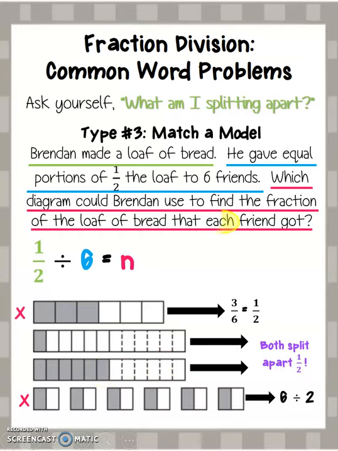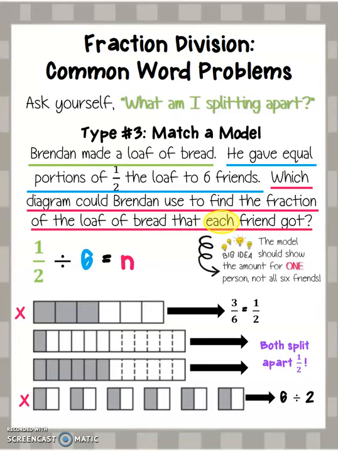And that brings up a big idea, which centers around this word each. If I want to know how much each friend got, that means I want the model that shows the amount for one person, not all 6 friends. This third model shows the half of a loaf. That's showing all 6 friends. So that's not really answering my question. Instead, I need to look at the model that only has one piece shaded in to show each friend or one person. So that second model will be the one to match this story problem.